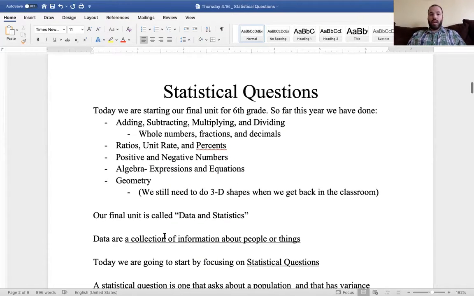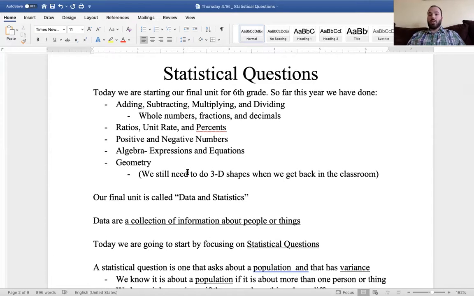Okay, moving right along. Statistical questions. Today we're starting our final unit for 6th grade. So far we have done adding, subtracting, multiplying, dividing of whole numbers, fractions, and decimals. We've done ratios, unit rate, and percents, positive and negative numbers, algebra, expressions and equations, and geometry. For the geometry, we still have to do 3D shapes. We're not quite there yet. When we get back in the classroom, once the school closure is over, we'll go back to 3D shapes.